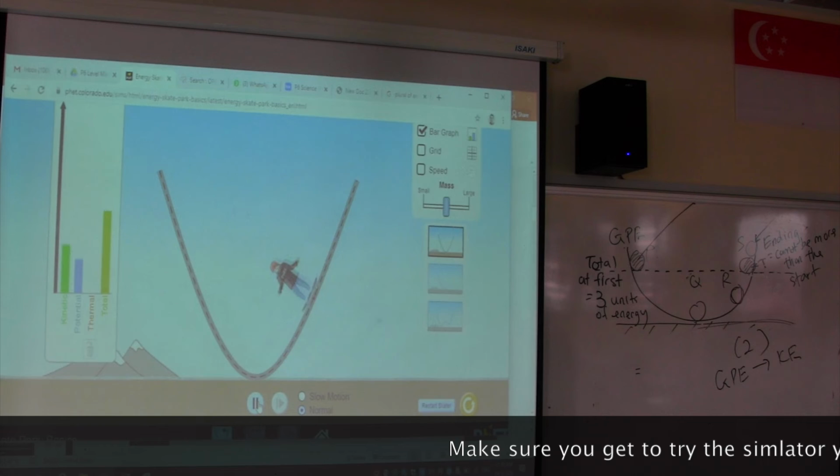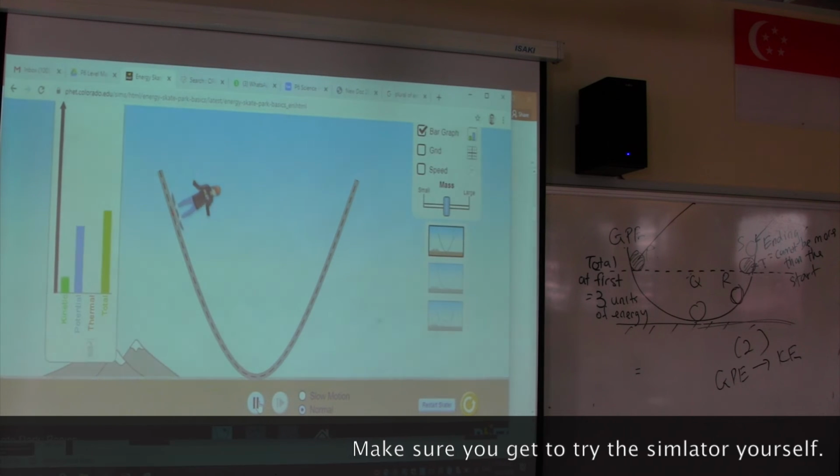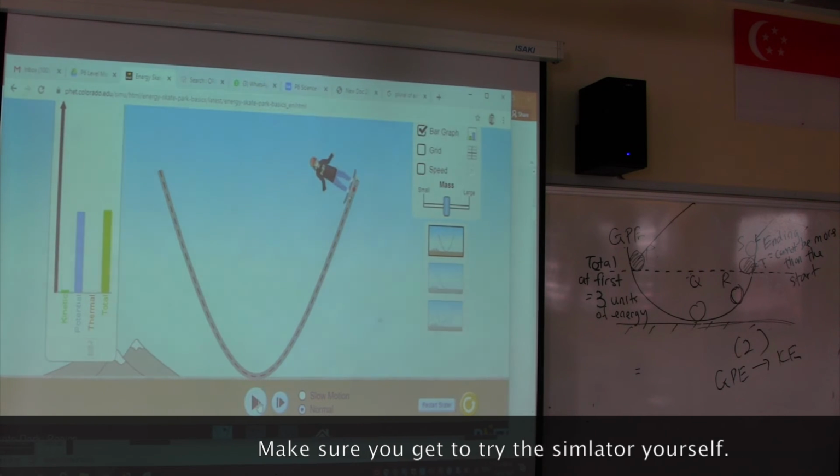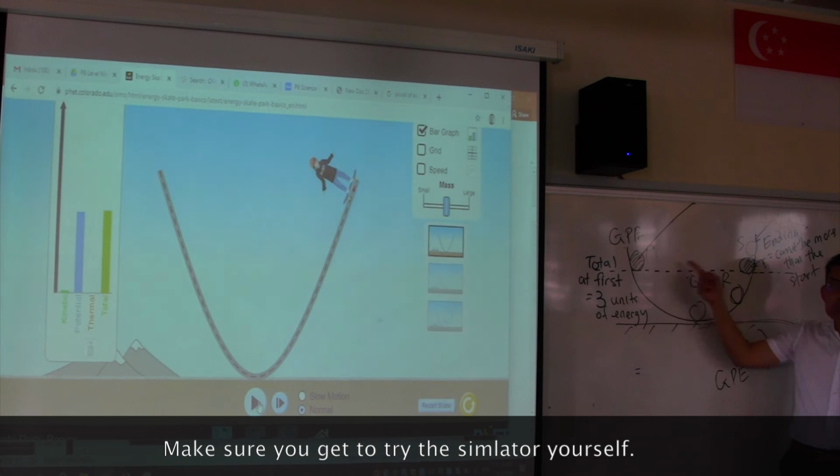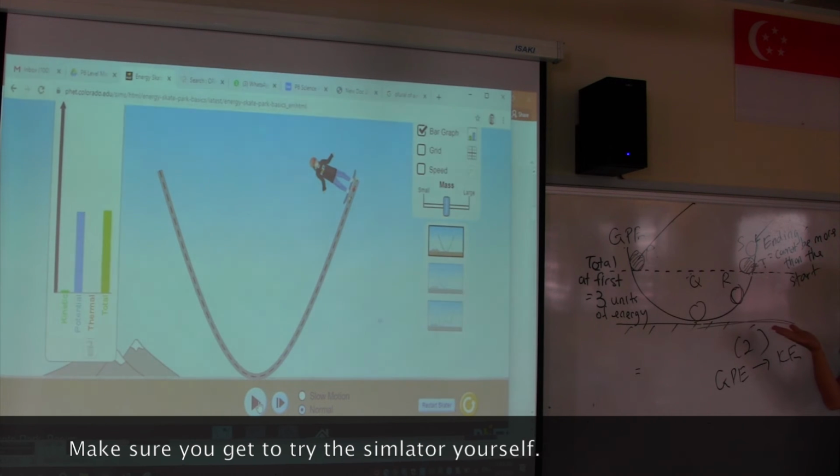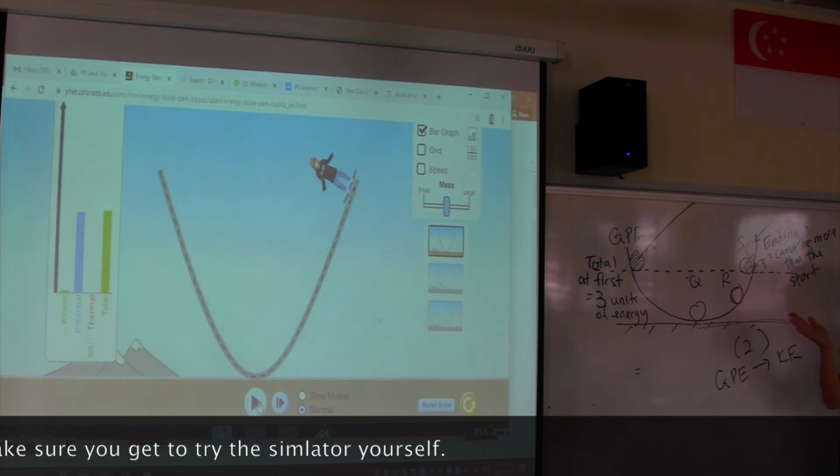And it swings up and down, swings up and down. So why can't I say it can convert back equal? I'm not saying more, it's equal, same as the total. Alright? Okay, I see another answer.